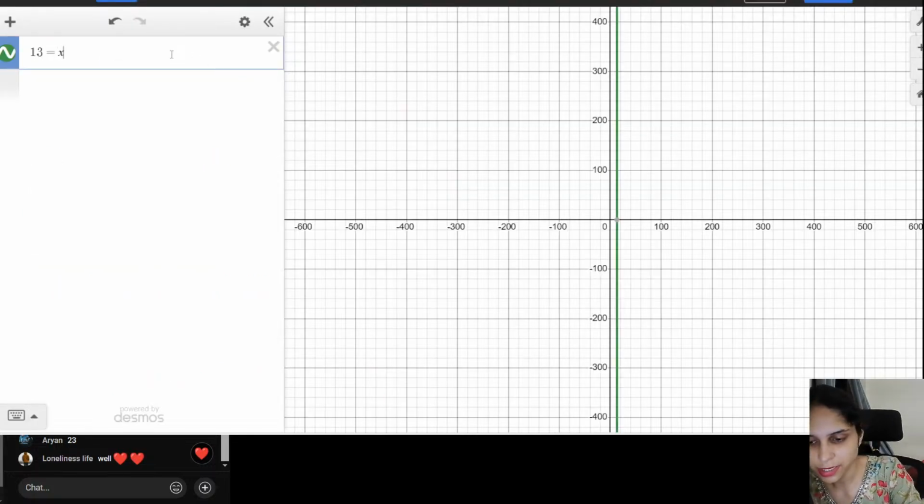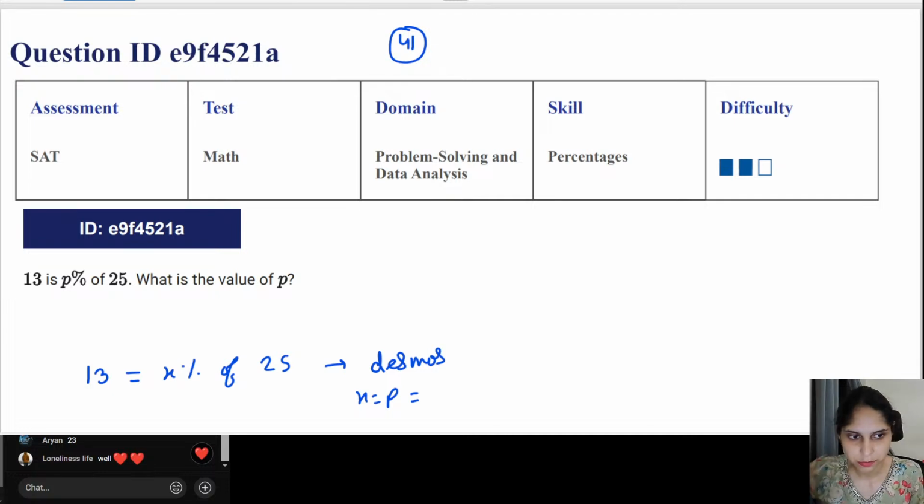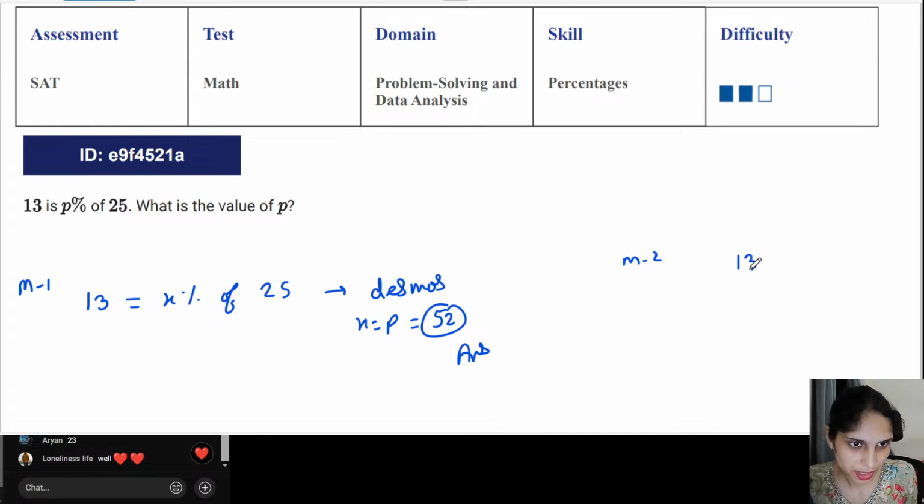Thirteen is equal to x percent of 25. Answer should be 52, but here let's check. It is 52. Why? Because we have to find out of 100, so you'll multiply with 4. Because it is 13 out of 25. So for percentage, you have to find out of 100.